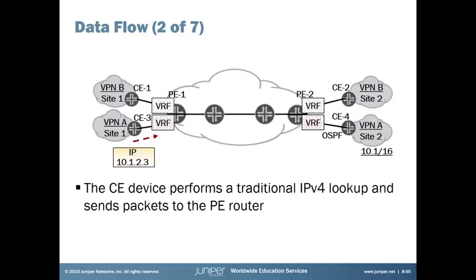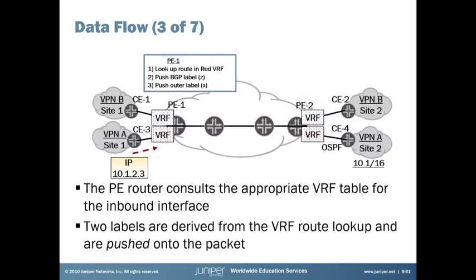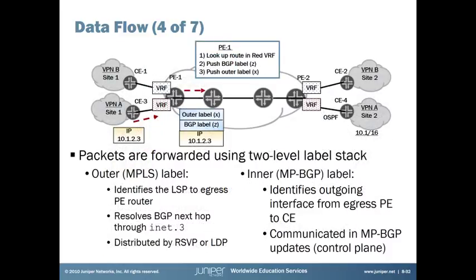So what happens is packets arrive at the PE router. The PE router consults the appropriate VRF table for the inbound interface. The two labels are derived from the VRF route lookup and are pushed onto the packet. So we have two labels, an inner label and an outer label. They're pushed onto the packet. Packets are forwarded using this two-level label stack. The outer MPLS label, that is the one that RSVP manages, identifies the LSP to the egress PE router.